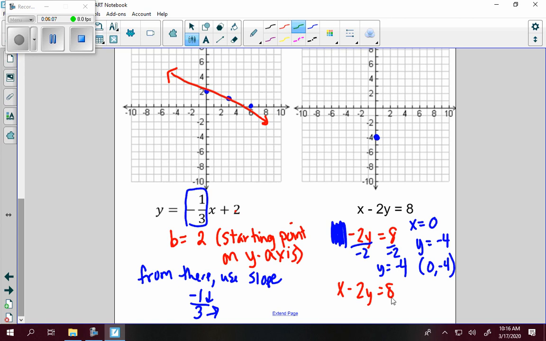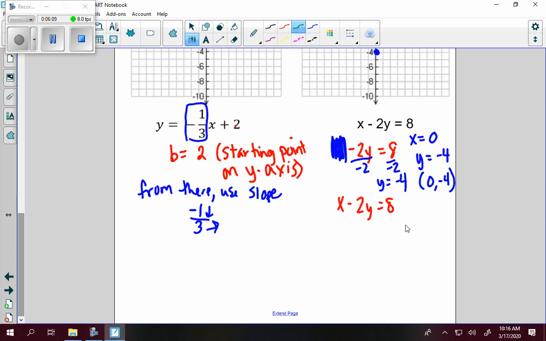And my next one, if I make y 0, x is what when y is 0? When y is 0, everything attached to y cancels out, and I have just x equals 8. I don't even have to do any math. That was perfect. So we have 8, comma 0. So my point is 8, 0.